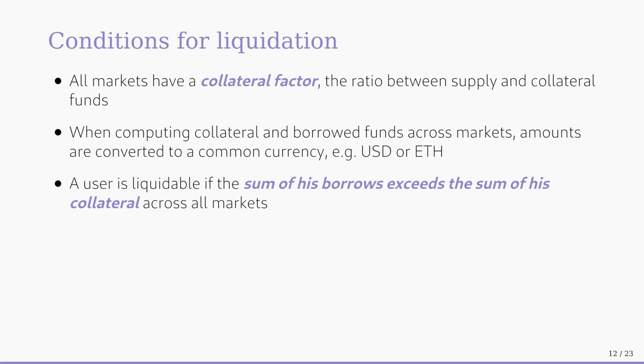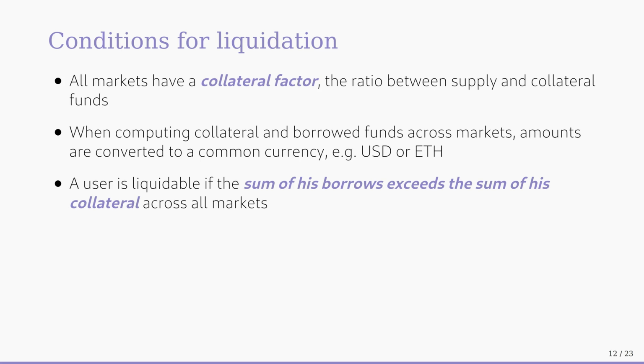And an important thing to take into account here is the conditions in which a user can be liquidated. There is an important variable here, which is the collateral factor, also called the loan-to-value ratio in other protocols. And this is the ratio between the supply and the collateral funds. So for example, if the collateral factor is 0.75 and I supply 100 USD worth of asset, I will be able to borrow up to 75 USD worth of asset, which means that my position should always be overcollateralized by this collateral factor.